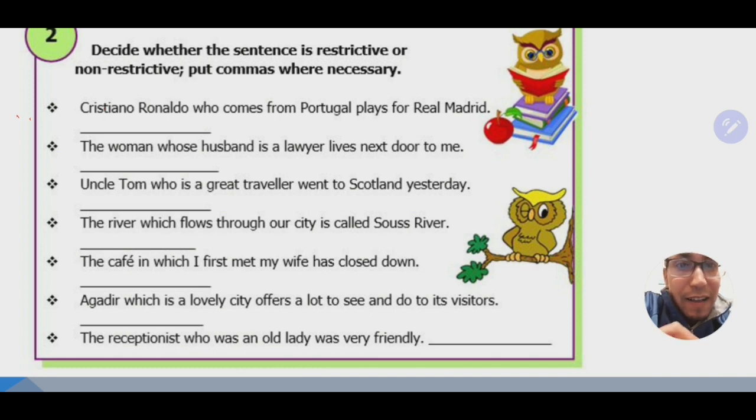The first thing we will find is the relative clause. So the first thing we have to do is to find the relative clause, and let's help you with that. The relative clause here is this one.